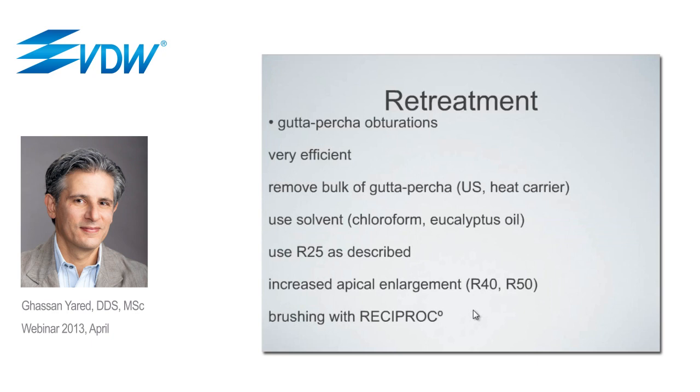So as I said earlier, these instruments are very efficient for retreatments. They can be used to retreat conventional gutta-percha obturations. For this, we would proceed as we usually do. We have to remove the bulk of the gutta-percha in the coronal third using an ultrasonic tip or a heat carrier. Frequently, we do not have to use a solvent like chloroform. This will depend on the density of the obturation.